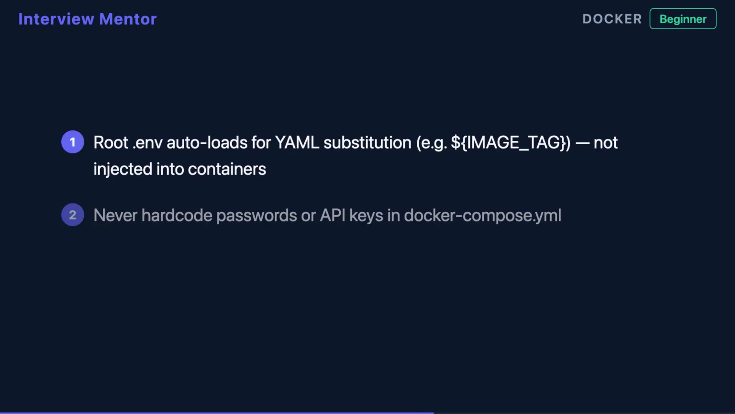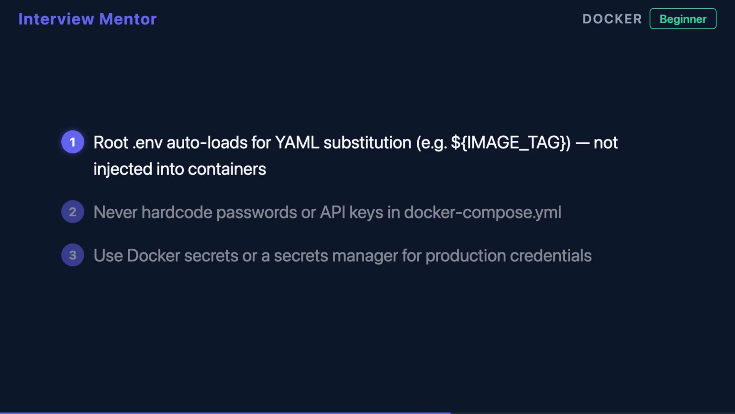Two more points. A .env file in your project root autoloads for variable substitution in the YAML itself, like a dynamic image tag, not injected into containers. And on security, never hardcode secrets in the compose file. Use Docker secrets or a dedicated vault instead.